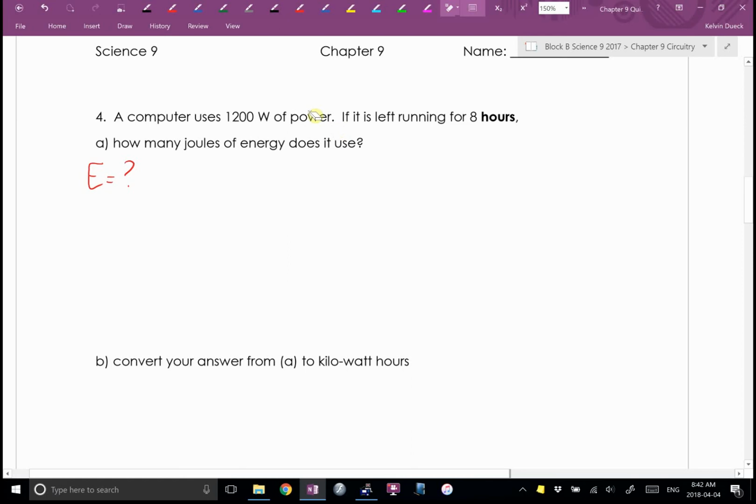So power, and my units are okay there. I'm good with watts, so I'm not even going to bother writing the unit. What's that 8? What are the units next to the 8? So hours is a measure of what? But do I like my time in hours? No. So I'm going to write t equals 8 hours.